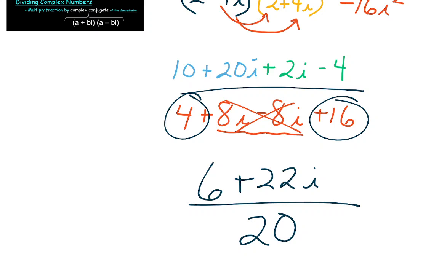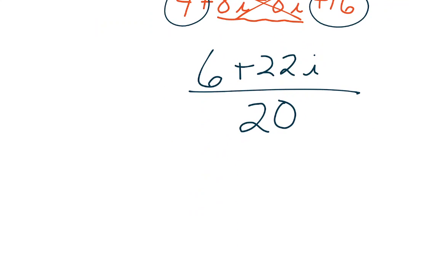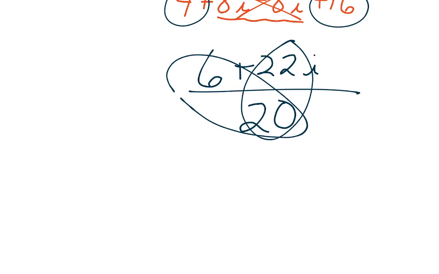Now, we would say that that is more simplified, mainly because there's no imaginary number in the denominator. There's just a regular real 20 in the denominator. 6 plus 22i all over 20. Now, that answer's acceptable, and I would give you credit for it. It just so happens that each of these numbers could simplify with 20.